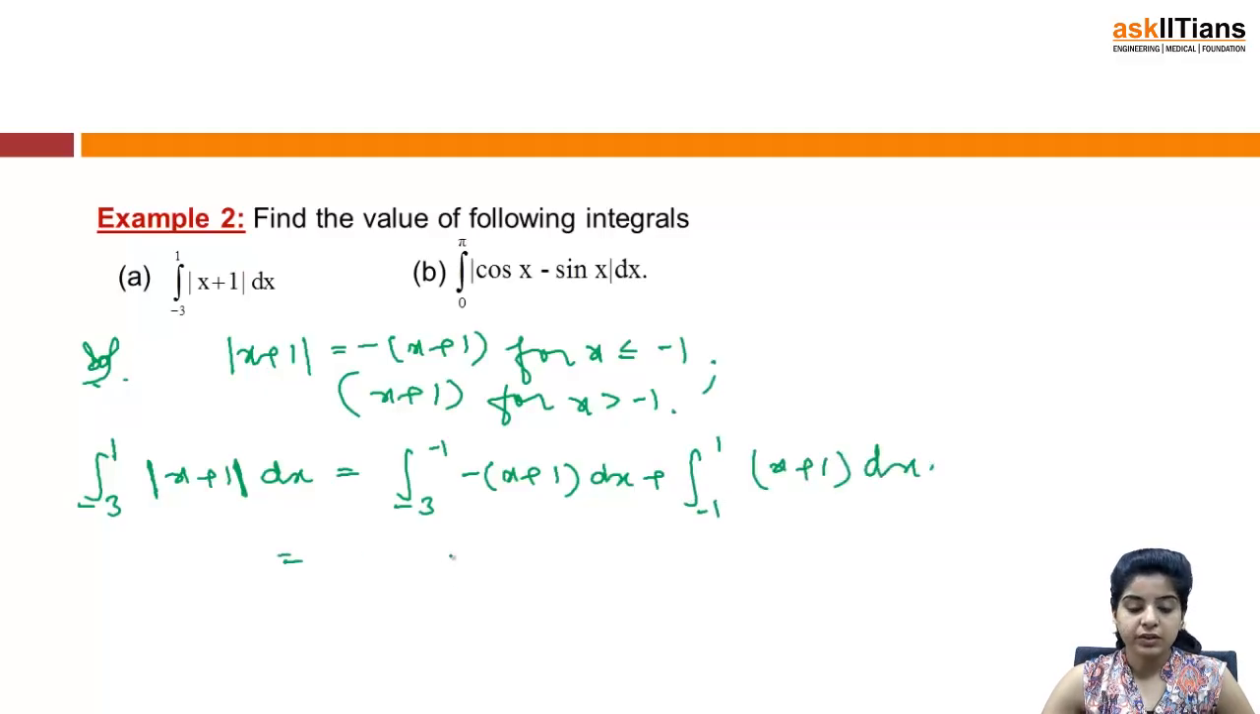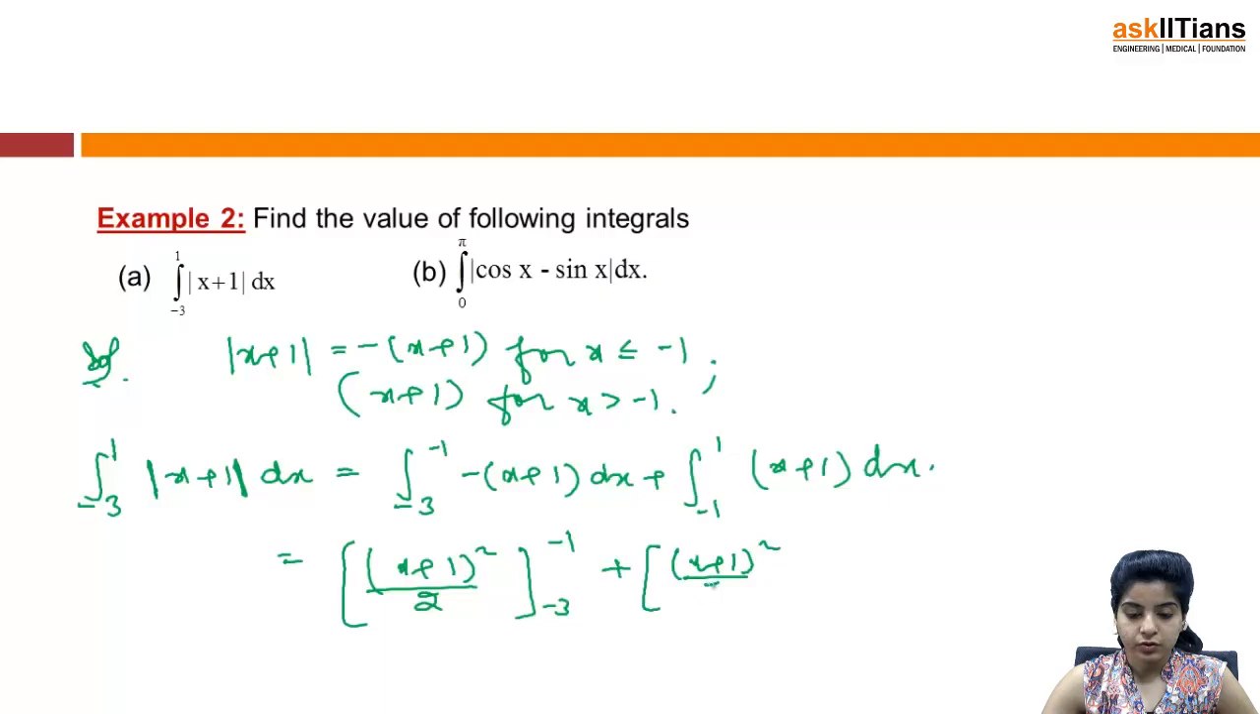Now you can simply integrate these terms. So I have (x plus 1) whole square by 2, and the limits will be from minus 3 to minus 1, plus I will have (x plus 1) whole square by 2, and the limit would be from minus 1 to 1, and in fact the first would be with a negative sign.